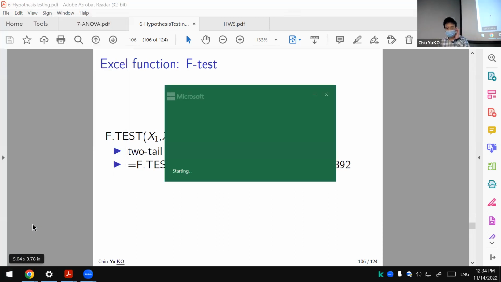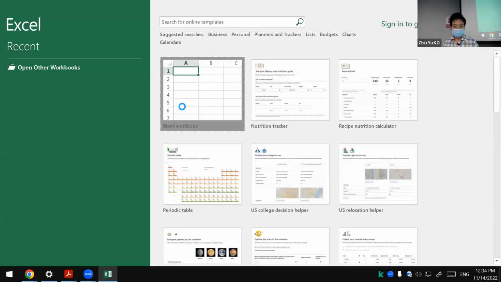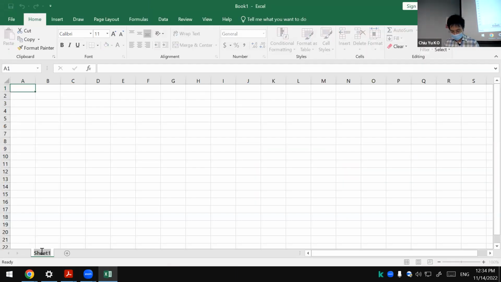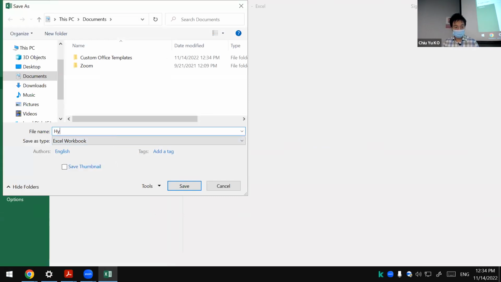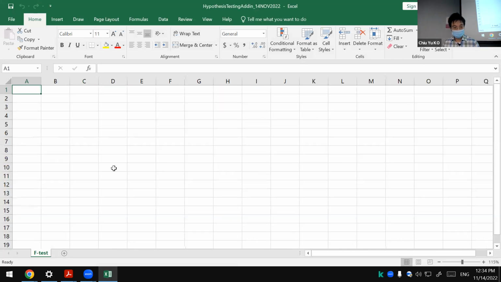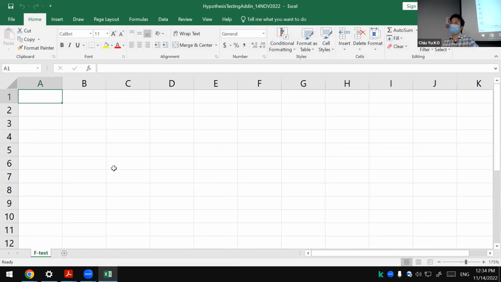In Excel, I'm showing the F-test to you. Let me save the file as testing, dated 14th of November.